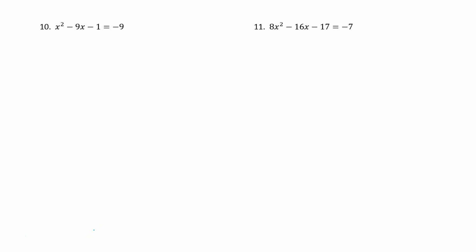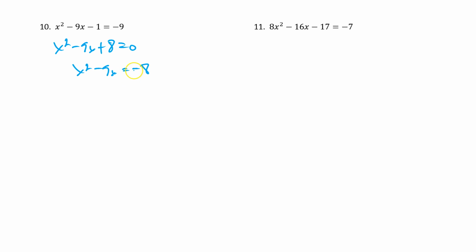All right, a couple more completing the square here. In fact, I think I have even one more slide of them. So if we add 9 here, we have x squared minus 9x plus 8 equals 0. So, completing the square, we move the constant. So we got x squared minus 9x equals negative 8.